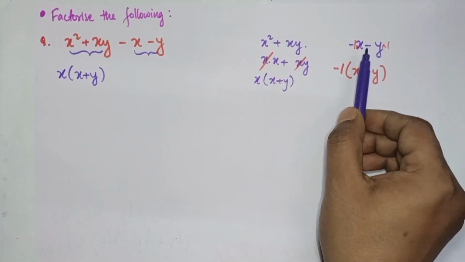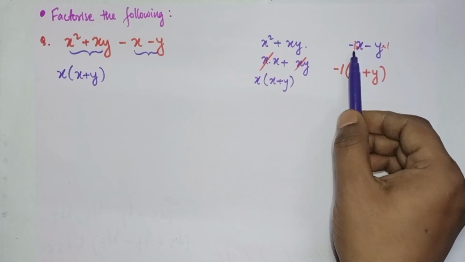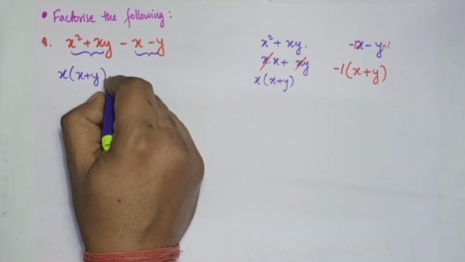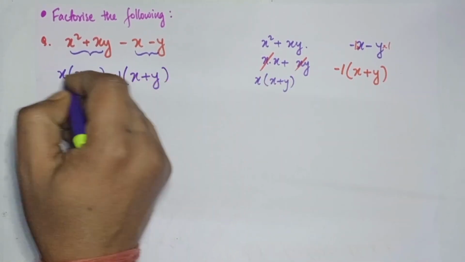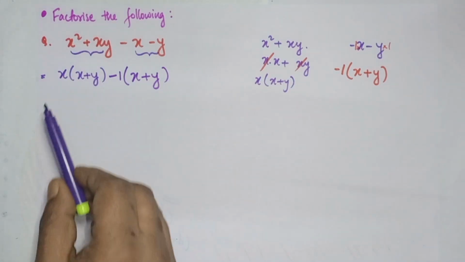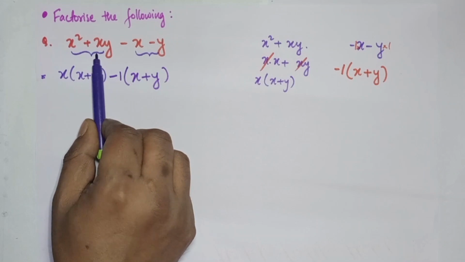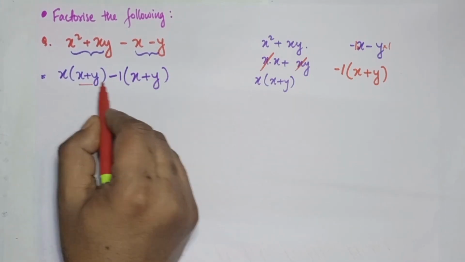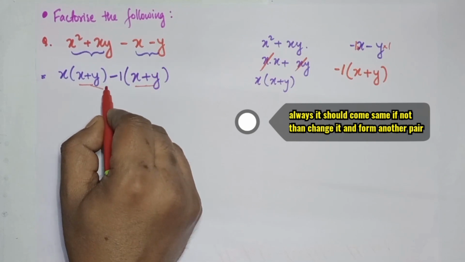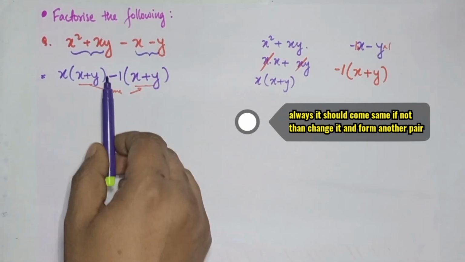Just remember, whenever there is no common, 1 will always come outside. Since there is minus, it is minus 1. So this will be minus 1, and what is left over? x plus y. So this is our first step. Form the pair such that whatever common you get, the brackets match this way. This should match. So this is your first step. This has to come the same in this method.